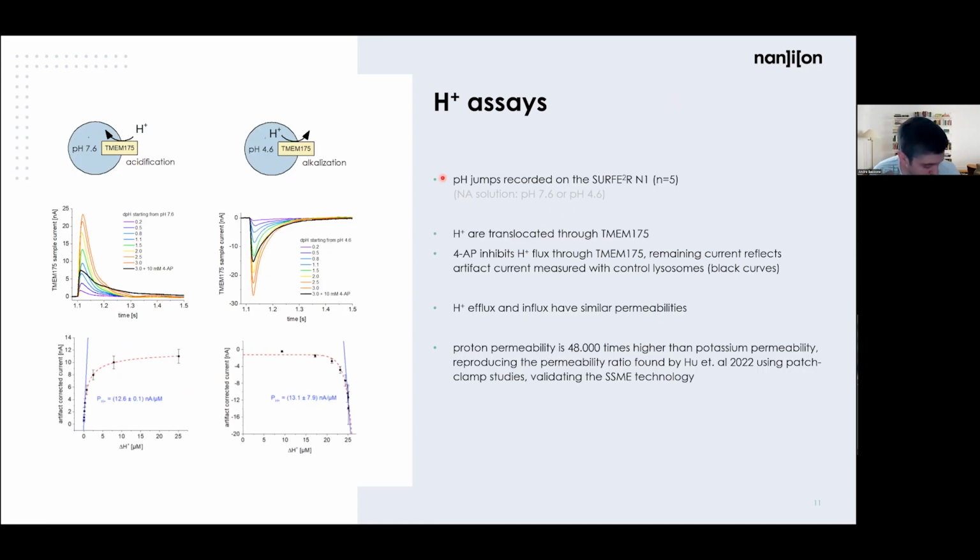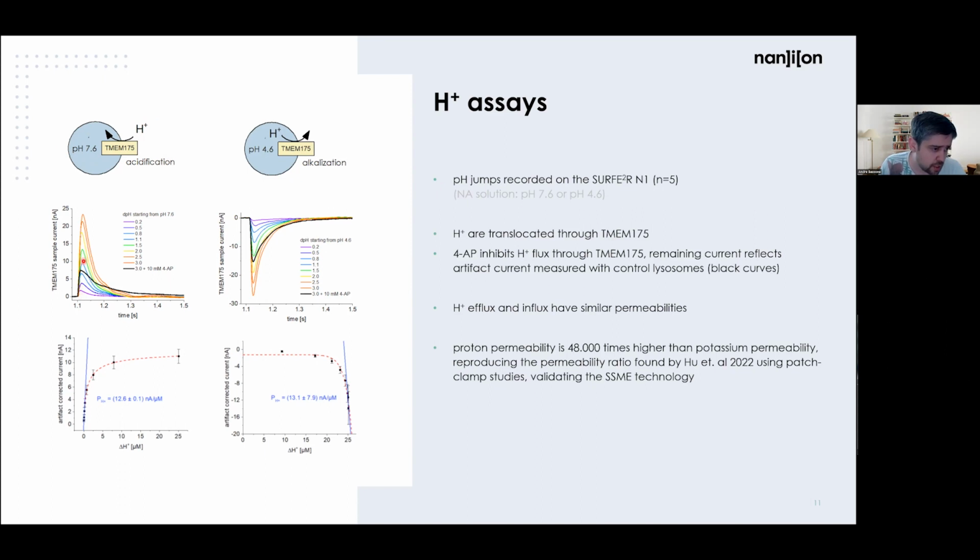So this was the effect of pH on potassium flux. Now we wanted to measure the proton flux directly through TMEM175. And this is done by pH jumps. So we did two different types of experiments. The first experiment was equilibrating the pH to 7.6 and then acidifying from the external side, essentially measuring proton influx driven by the pH gradient alone.